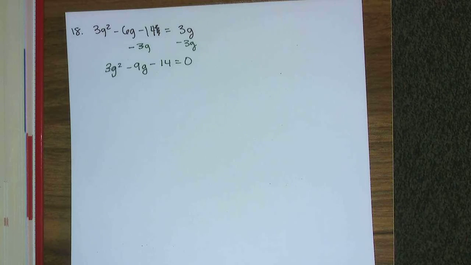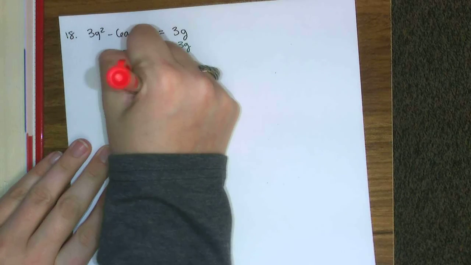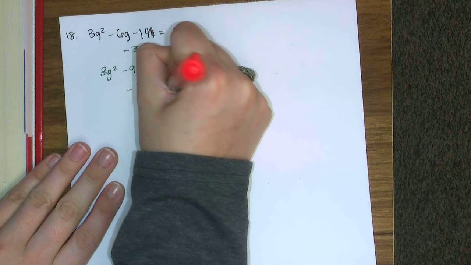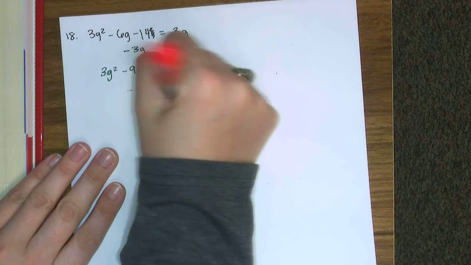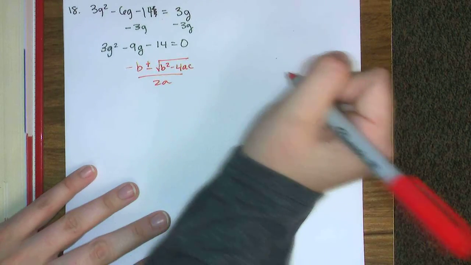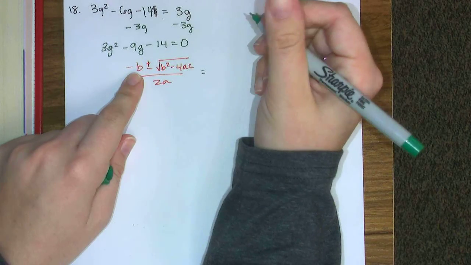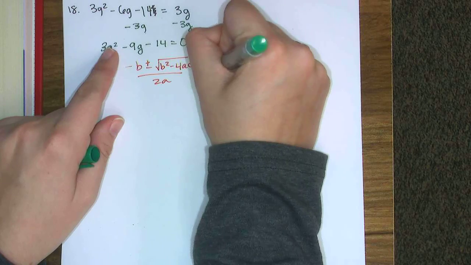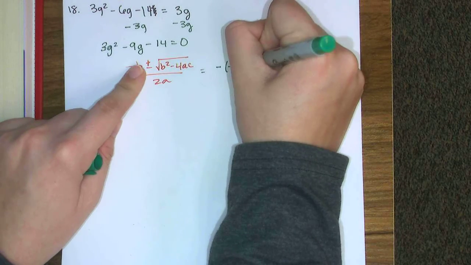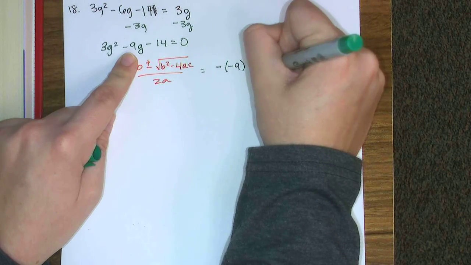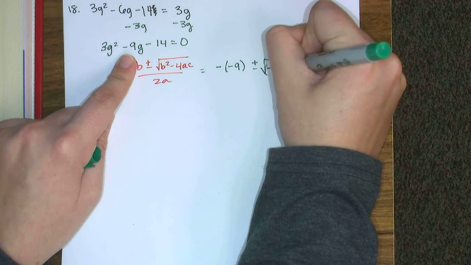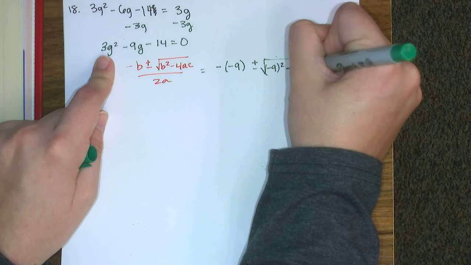By this point, hopefully you're saying it with me. Negative b plus or minus the square root of b squared minus 4ac, all over 2a. So now we just need to plug in, and then we're just going to solve down super quick after that. So b is negative 9. So minus negative 9 plus or minus the square root of negative 9 squared minus 4 times a is 3, c is negative 14, all over 2 times a is 3.